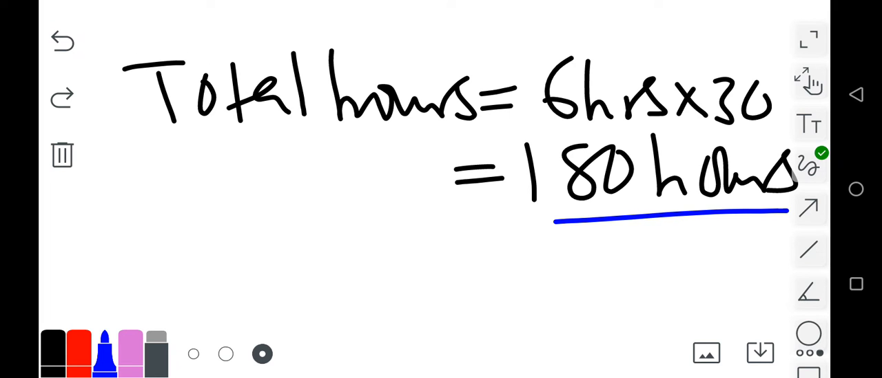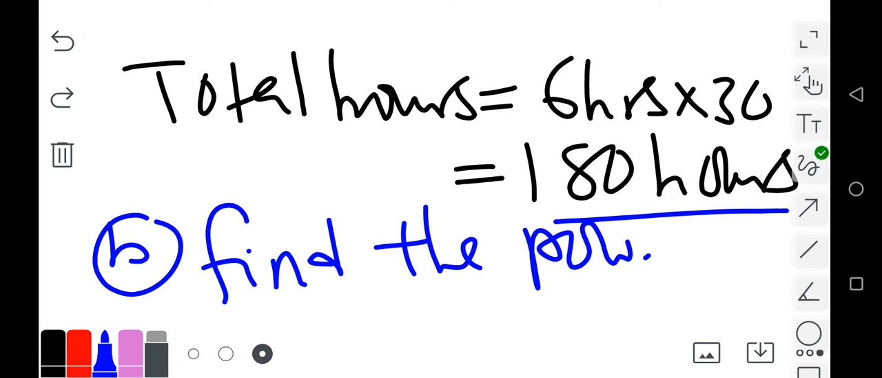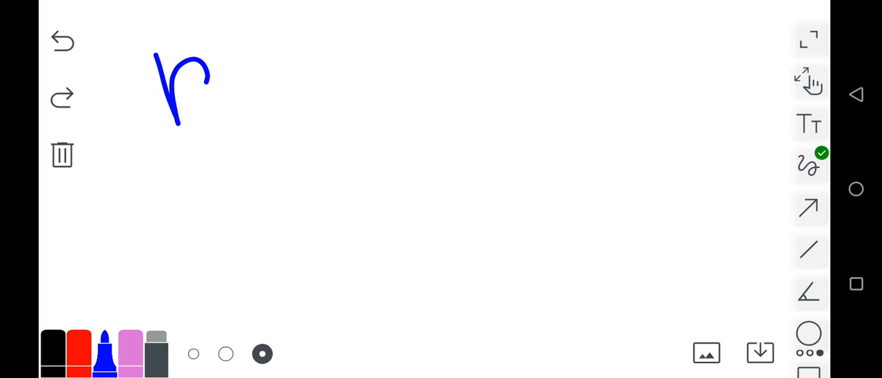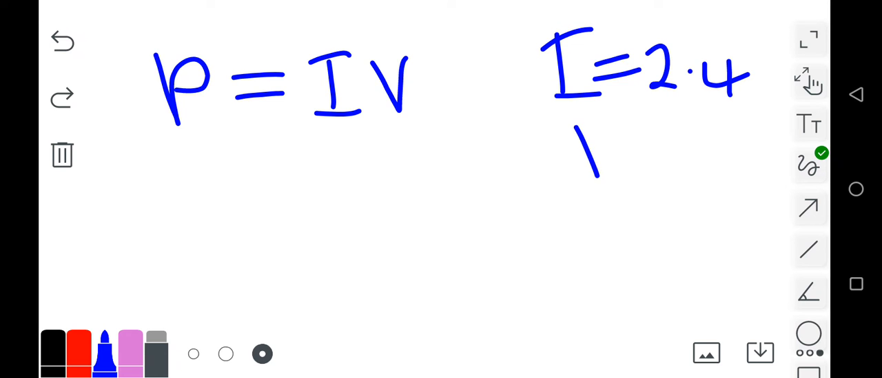And then from there, the second step is convert. Find the power. So the formula for finding the power in terms of our current is power equals current times voltage. We know that the current we have found is 2.4, and the voltage is just 12 volts.